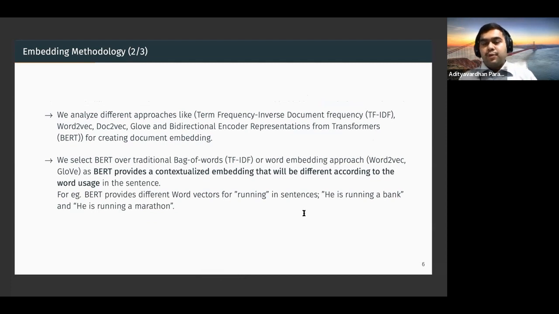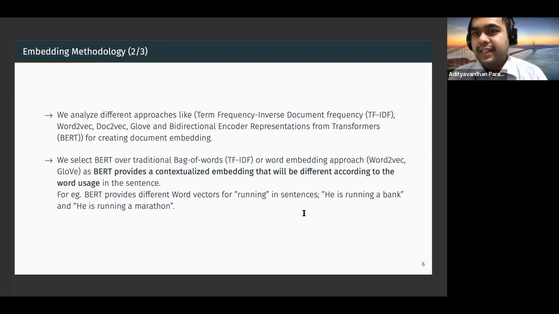So there are different approaches in NLP which are available to us. There are some traditional approaches like TF-IDF, word2vec, doc2vec, GloVe, and bidirectional approaches, which have been giving results for sentiment analysis. But we find that BERT, or Bidirectional Encoder Representations from Transformers, which has been provided by Google, is by far the best approach to do this embedding. The prime reason for that is BERT provides different vectors for the same word based on the pre and the post words in the sentence.